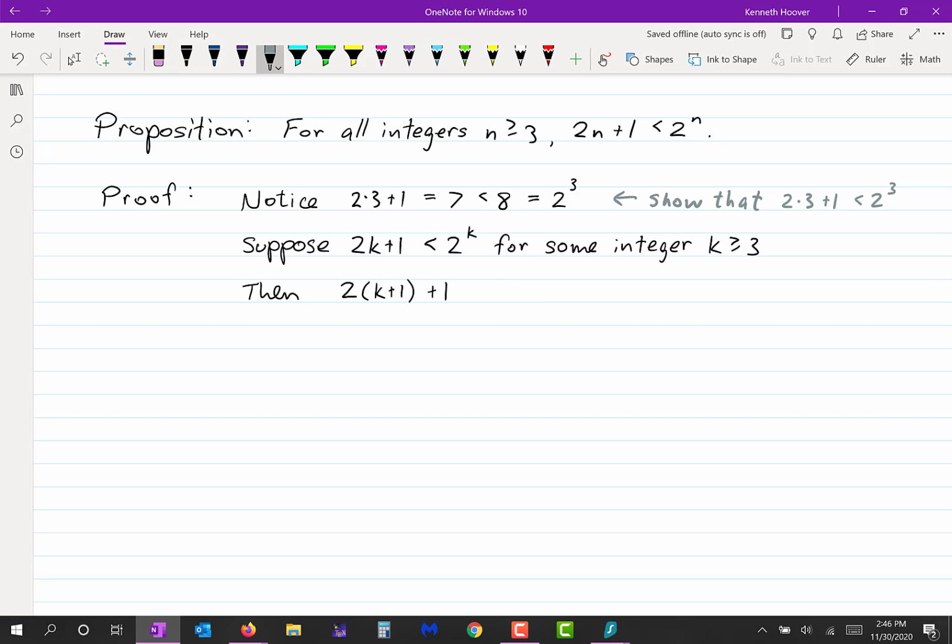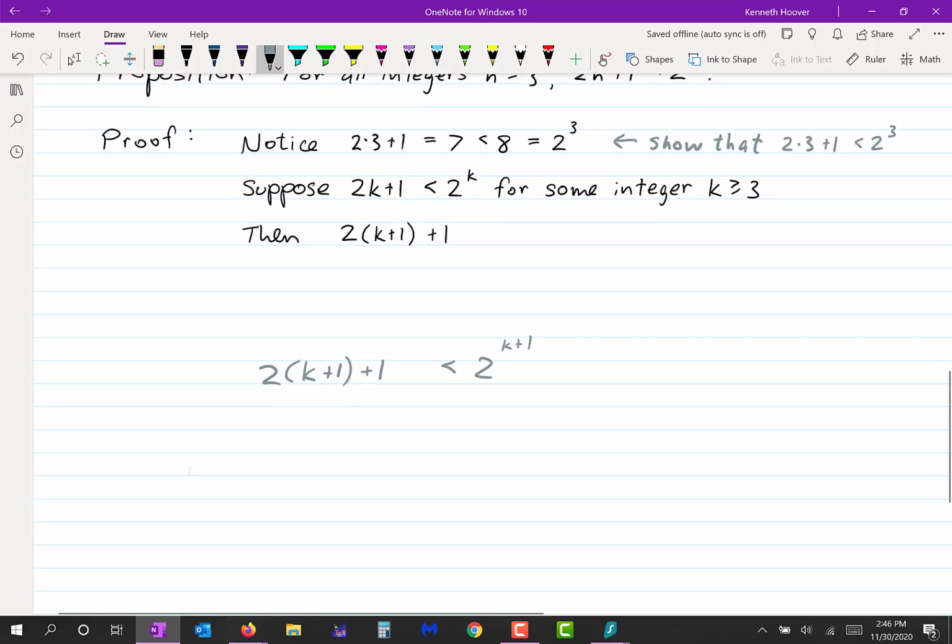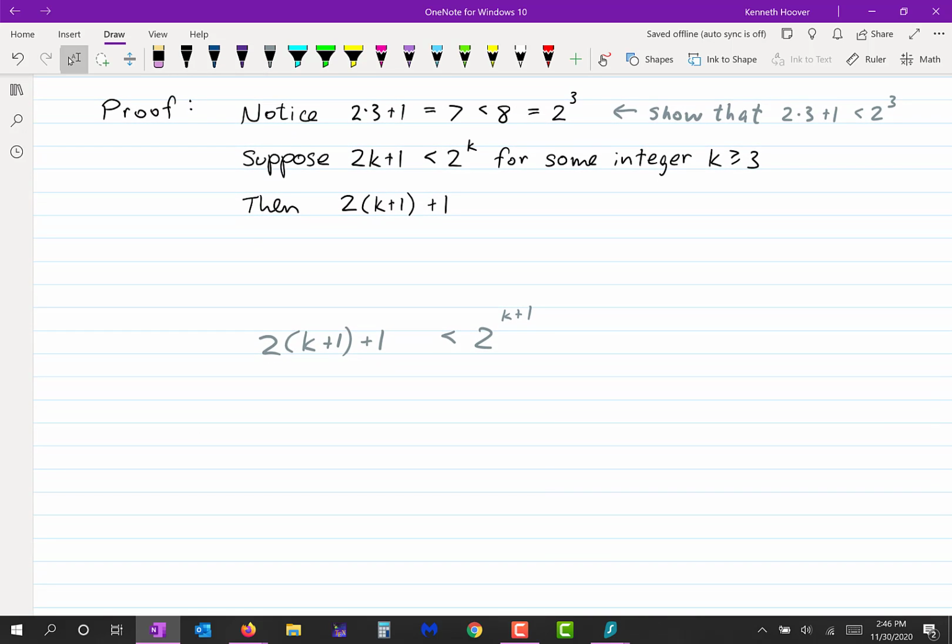Okay, so again, I'm just going to write this in gray. We have this on the left-hand side, and our goal is to show that that is somehow going to be less than 2 to the k plus 1. So let's work it out. This is scratch work, so you can write it out in any order that makes things work for you. Okay, so let's see, on the left we'll have 2k plus 2, right? Plus 1.